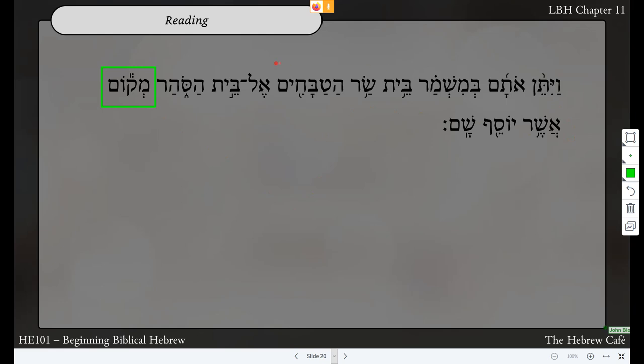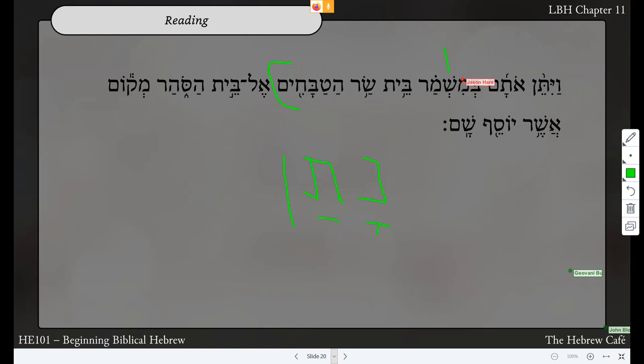Well, first, do you have questions about any of the vocabulary or anything in the verse? I don't think so, no. Okay. So let's translate it out, and then we'll get to why that is what it is. And he gave them into the chief of the guards, gave them into the house of confinement, into the prison, a place in which Joseph was there, and he gave them.